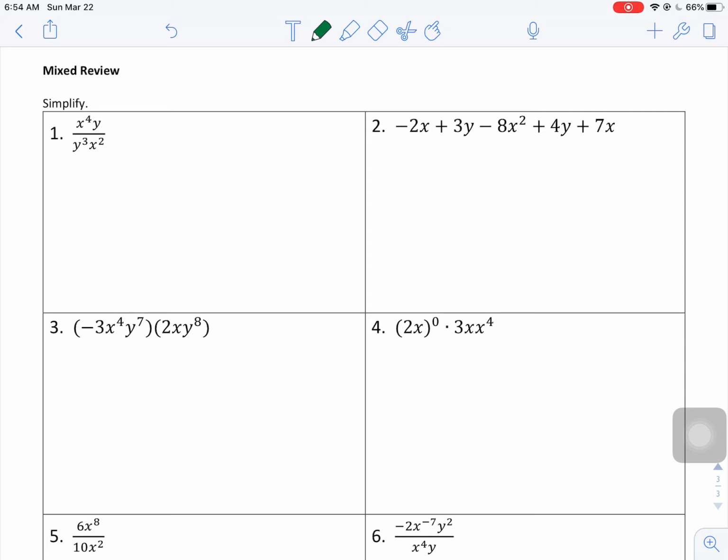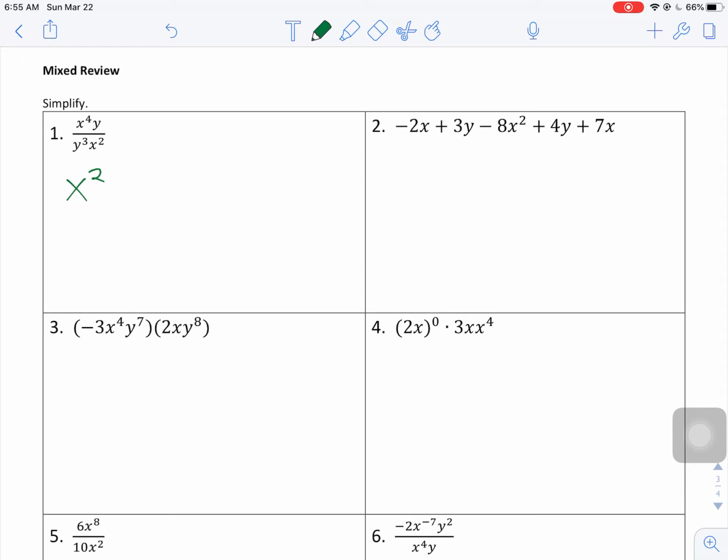On number 1, I want to use the quotient rule because I'm dividing like bases. Notice how the x's are not right on top of each other. Same thing with the y's. So you'll want to be careful with that. So the x's go together. 4 minus 2 is 2. So x to the second.